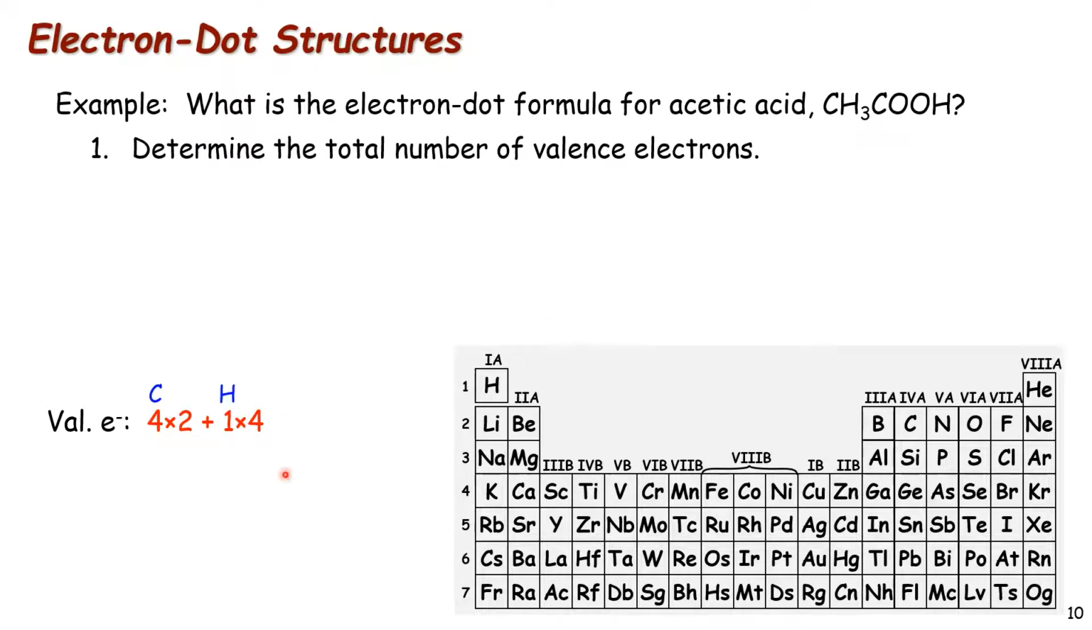Then we have oxygen, so we're going to have to add the valence electrons of oxygen to that. I see there's 2 of them. So oxygen is in group 6, so it'll have 6 valence electrons, but there's 2 of them, so we have to multiply that by 2. Add all that together, and we have a total of 24 electrons that we need to take care of.